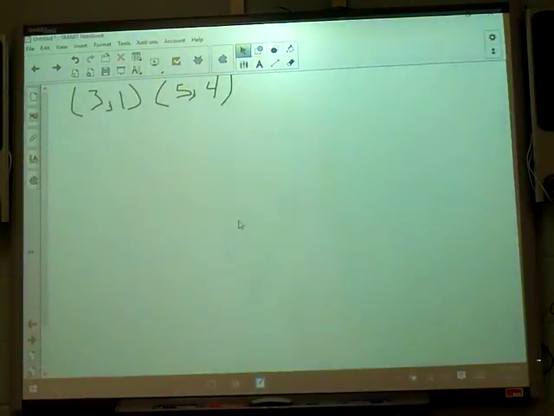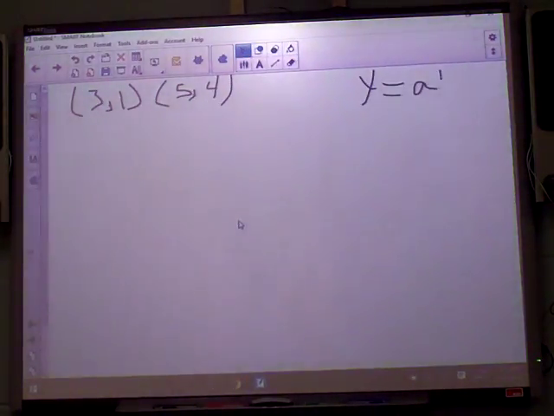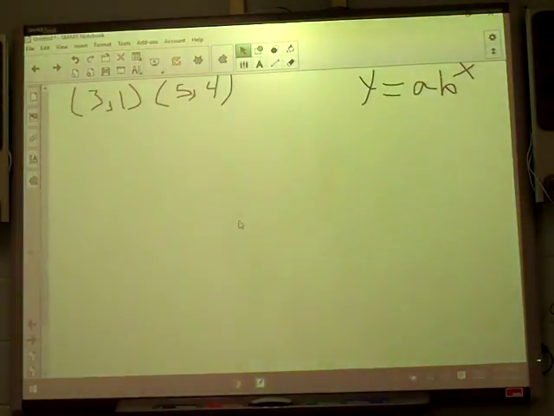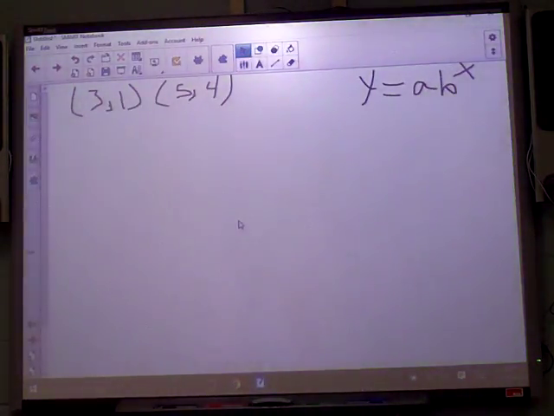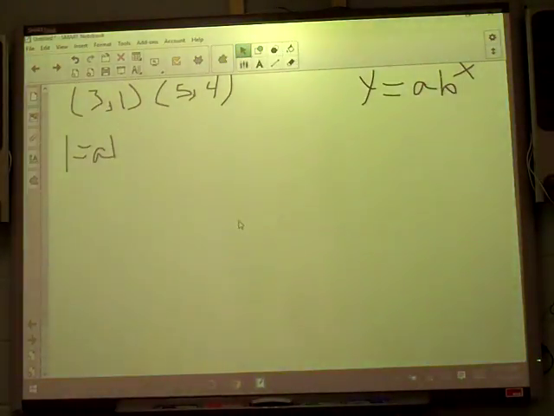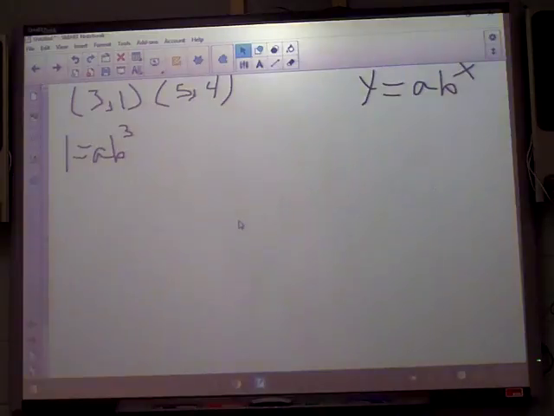Alright, so first thing we've got, we're trying to write the equation, so we know it's got to be a, b to the x. So first thing we're going to do is write two equations with those 2 points. X is 3 and y is 1, so I'll have 1 equals ab to the third. Everybody alright there? Now do the same on the other one.